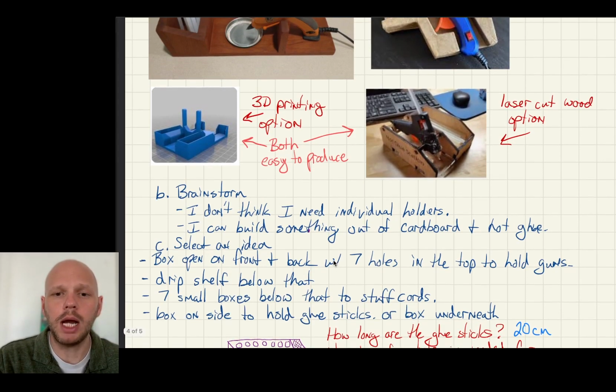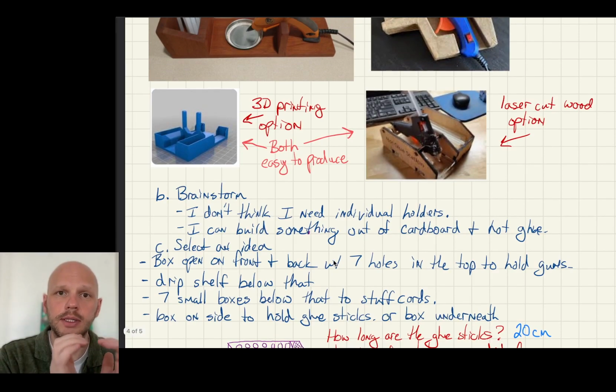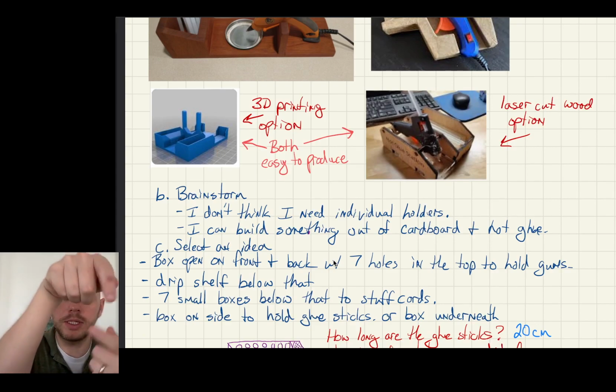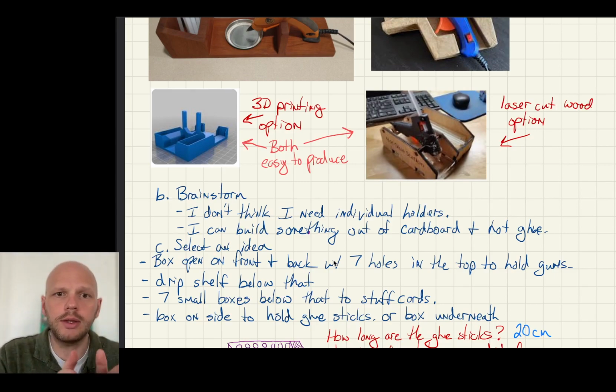Maybe I want 7 boxes below that, 7 little cubicles where I can just take the cords and shove them into those little boxes. So then you'll have the glue stick with the cord then running down underneath into those boxes. So that'd be an easy way to manage the cords. If I wrap the cords around the hot glue guns, then it's going to be hard to have something where it fits in. So that could be an idea.